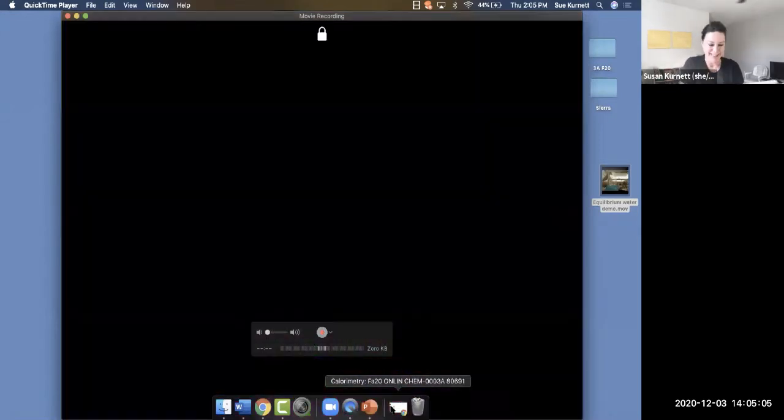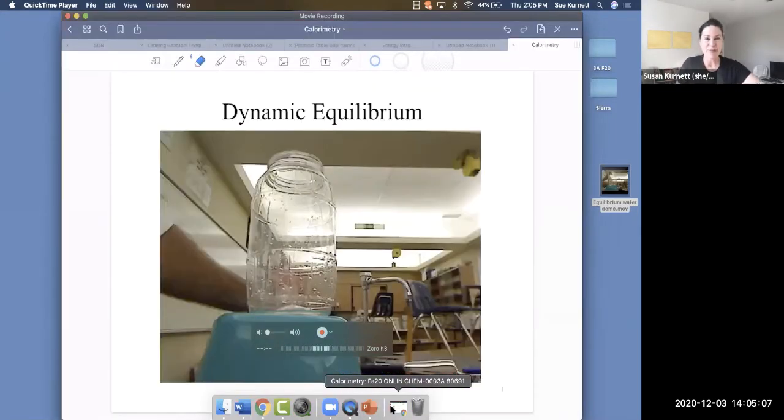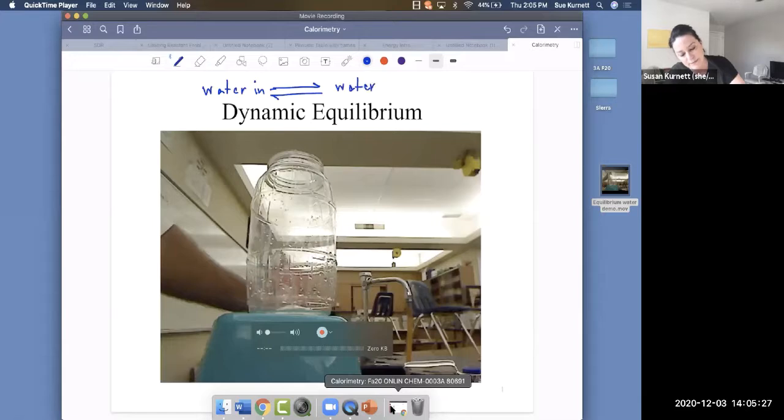So that idea is called dynamic equilibrium, and it's important because we're going to talk about how our thermometer works. So thermometers are important. Dynamic equilibrium: the idea is the rate of the forward process and the rate of the reverse process. When those rates are the same, we're at equilibrium. So it could be water in and water out, and that's a physical process.